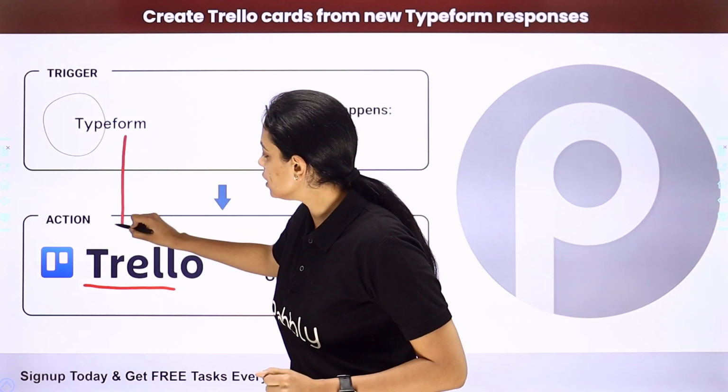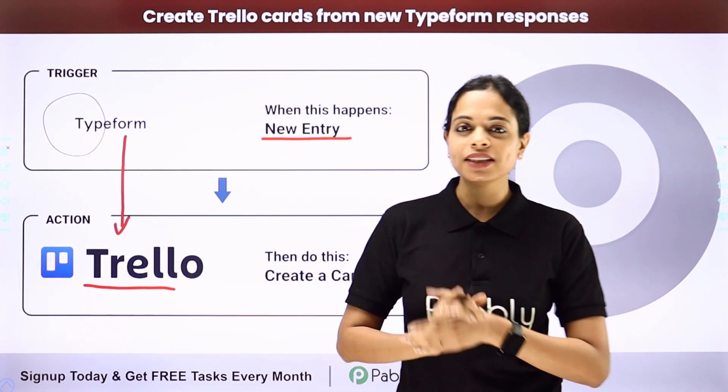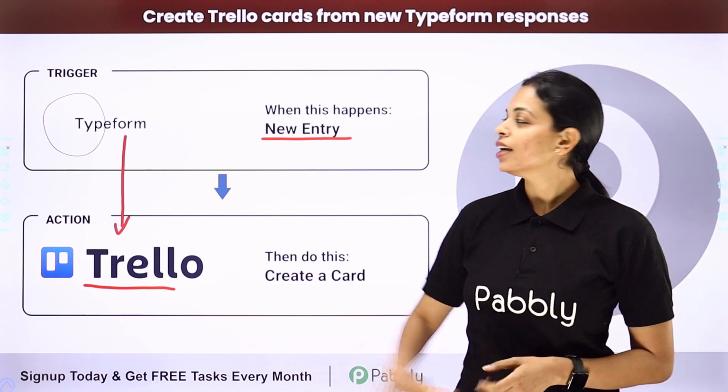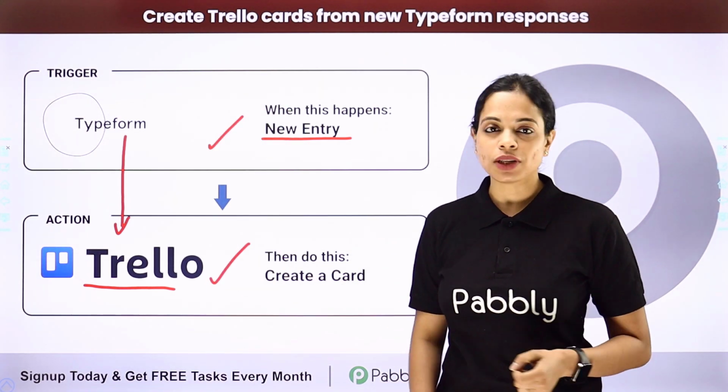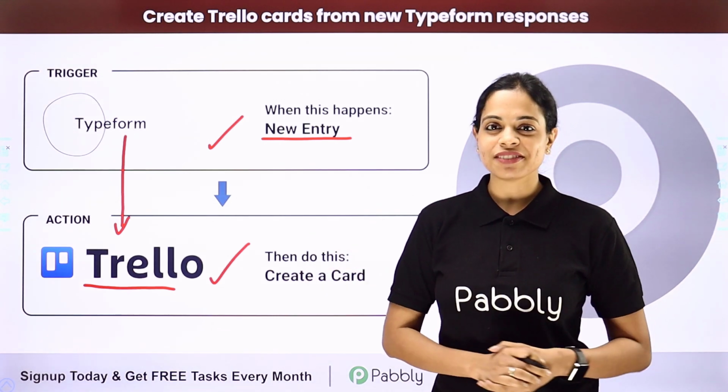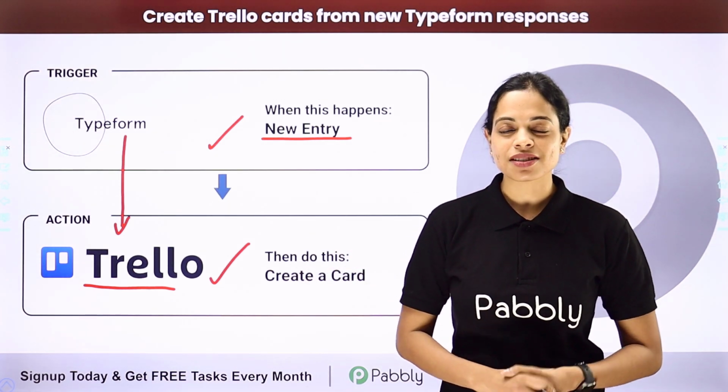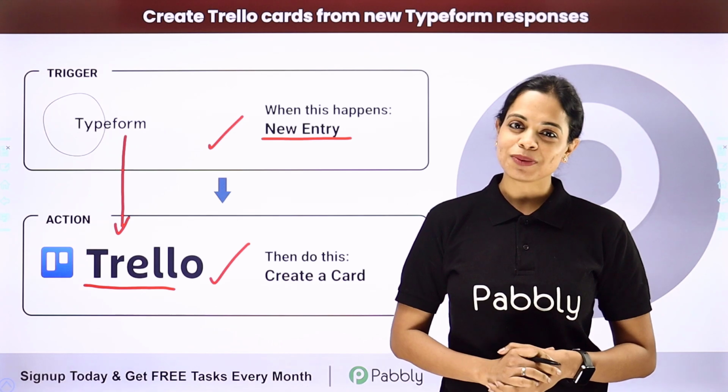For this, you will have to integrate the two applications, and the same thing can be done using Pabbly Connect software. Here your trigger application would be Typeform and your action application would be Trello. Now how can you do this yourself? Integrate and automate this entire process. To understand that, let me take you to my screen.